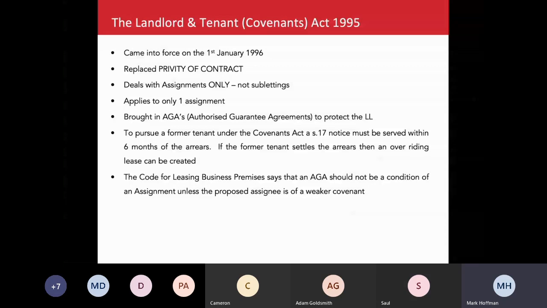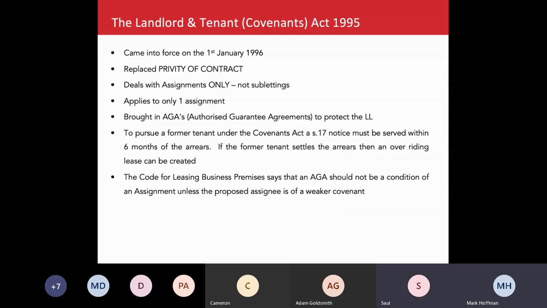So the Landlord and Tenant Covenants Act of 1995 came into force on the 1st of January 1996 and it replaced privity of contract. Now, privity of contract basically referred to the obligation of tenants to pay the rent for the duration of their lease, no matter how long it was. So, for example, in 1985, 1986, 1987, wherever it may have been, Marks and Spencer took a 99-year lease on a prime retail unit in wherever.